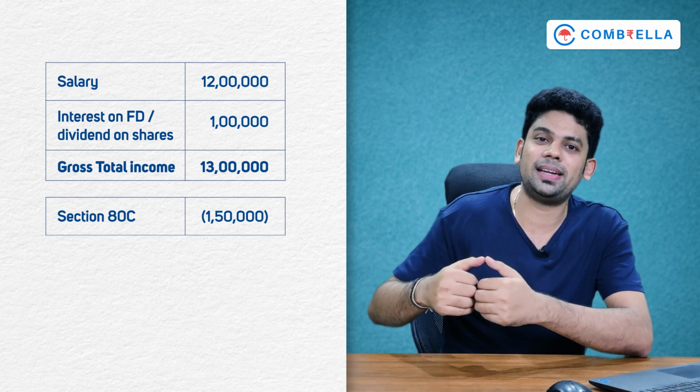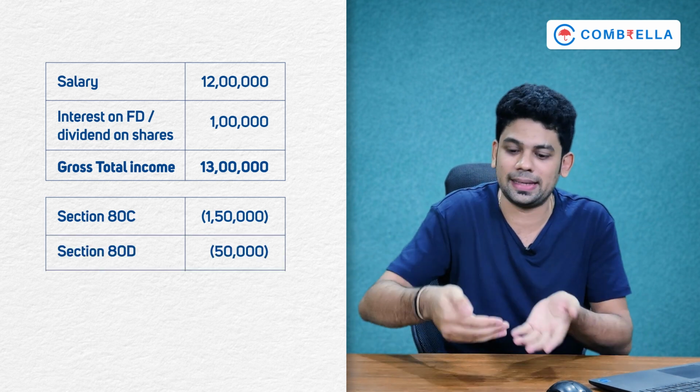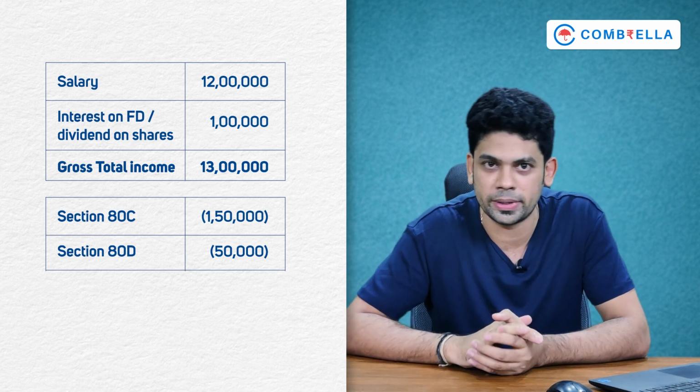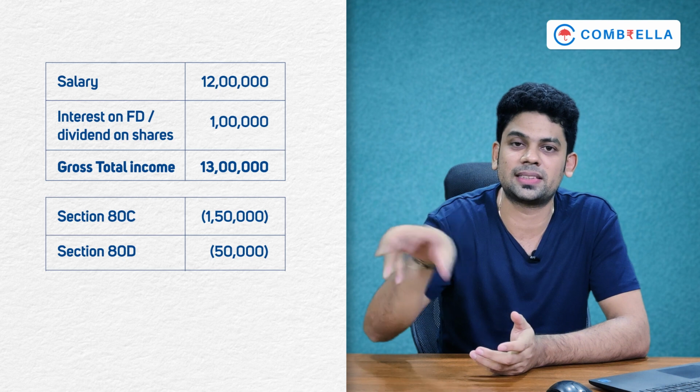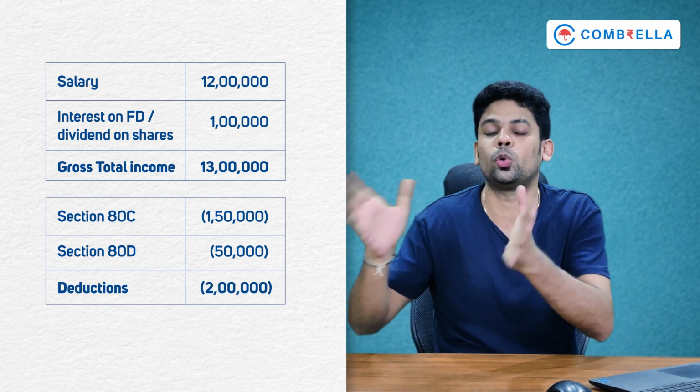And apart from 80C, other sections also like 80D, 80E, which I will be telling in the later part of this video, in that additional 50,000 you have contributed. So what is the total deductions under this section 80? 1,50,000 plus 50,000, 2 lakh rupees.